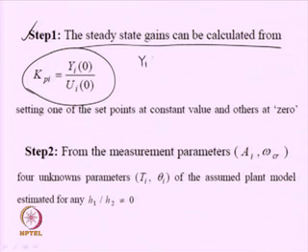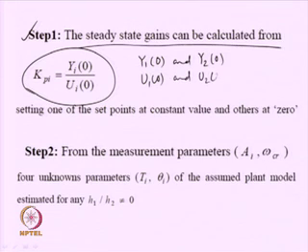Now, the steps I shall follow for estimation of the parameters are given here. In step 1, the steady state gains are calculated using the formula Kpi is equal to yi0 upon ui0. So, the steady state values of the output signals y1 0 and y2 0 are measured. Similarly, the steady state values for the input signals u1 0 and u2 0 are measured.